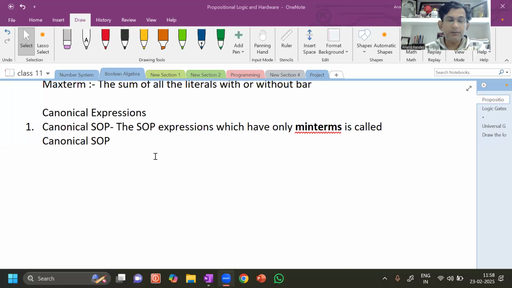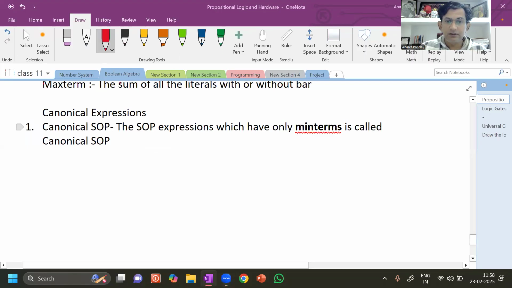Okay, the next topic is canonical expressions. It is also an important topic you must know: canonical SOP and canonical POS. Two types of expressions are there, SOP and POS, but one specific type within them is canonical SOP and canonical POS. First, let me discuss canonical SOP. What is the meaning of canonical SOP? It is an SOP expression which has only min terms.